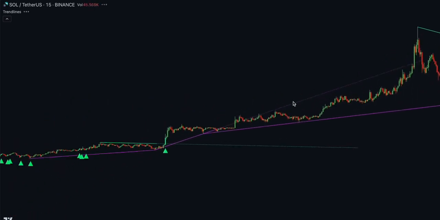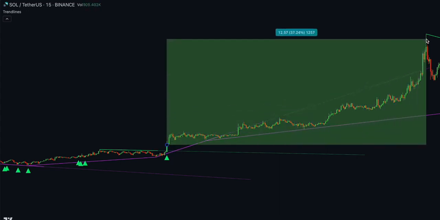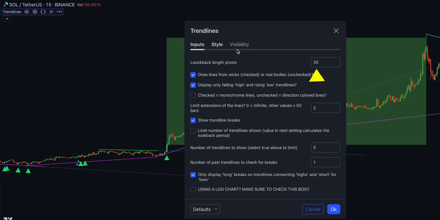This indicator can also work great for buy and hold strategies where you buy the dip and wait for the price to hit your target. To make the indicator more or less sensitive, you can open the inputs and adjust these parameters. For example, I like to set the look-back length pivot number to 20. This way, the indicator draws trend lines more precisely.